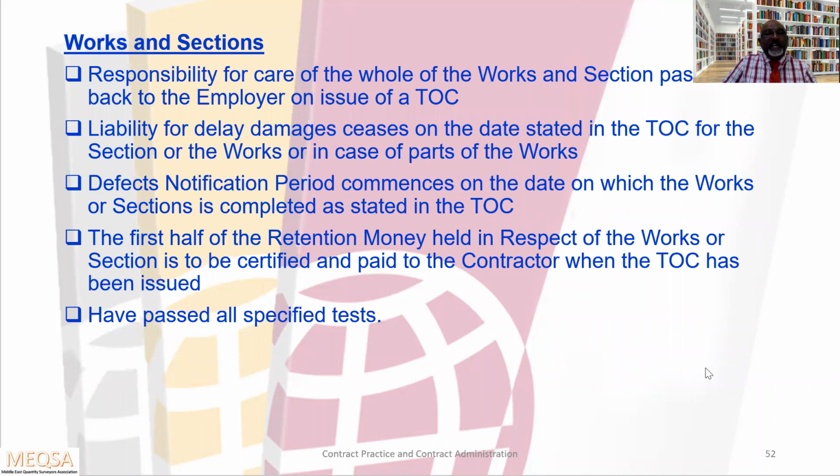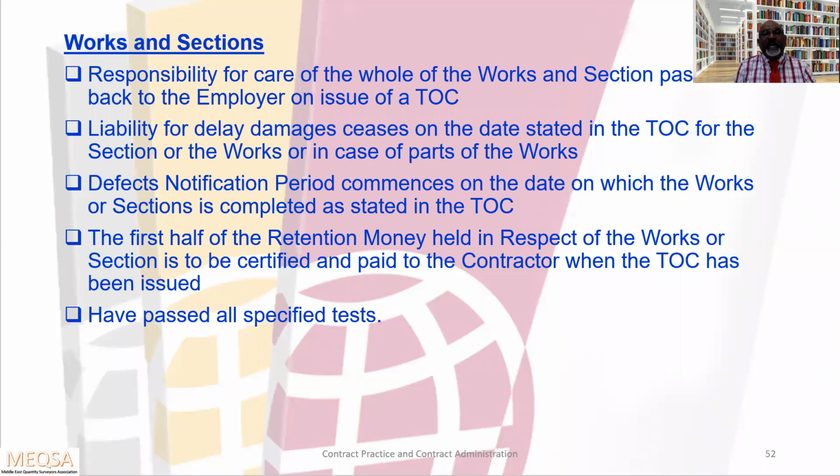So, works and sections. Responsibility for care of the whole of the works and section passes back to the employer on issue of the TOC. Liability for delay damages ends on the date stated in the TOC for the section or the works, or in the case of part of the works. The defect notification period commences on the date on which the works or section is completed as stated in the TOC.